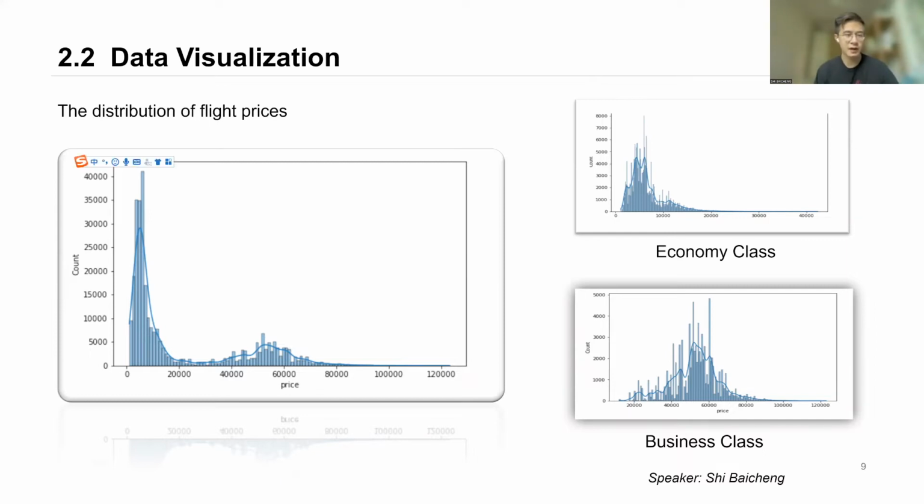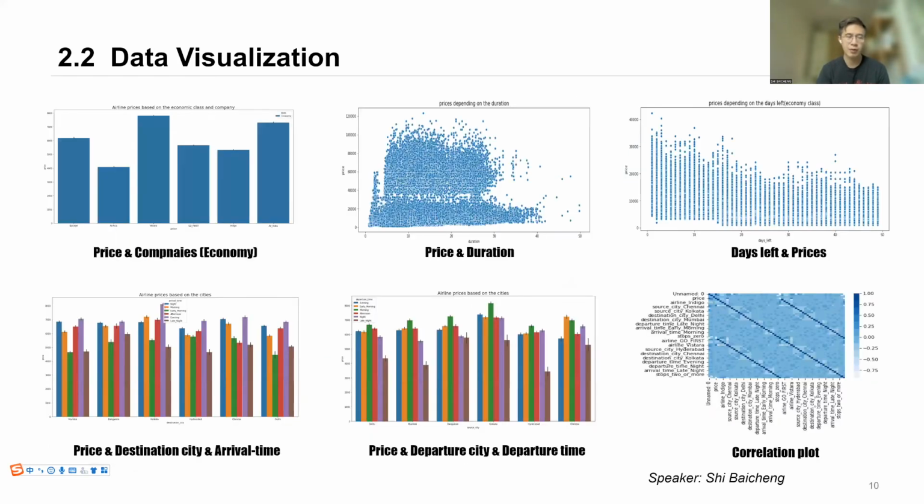For this part, I have a plot about the distribution of the flight prices. As you can see, there are two peaks. It's mainly because some companies have economy class and business class, for example, Vistara and Air India. So I split them into the economy class and the business class. For the economy class, most of the prices are below 10,000, and for the business class, the prices are between 40,000 and 70,000. For the next page, here are some plots about each variable.